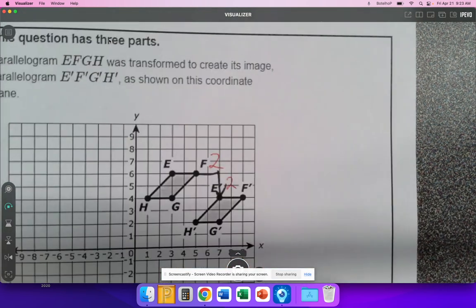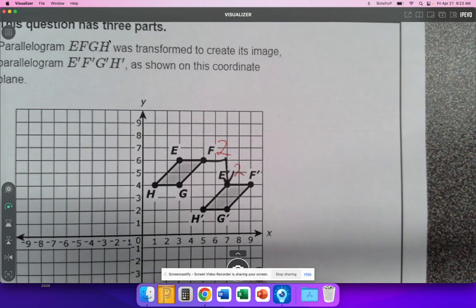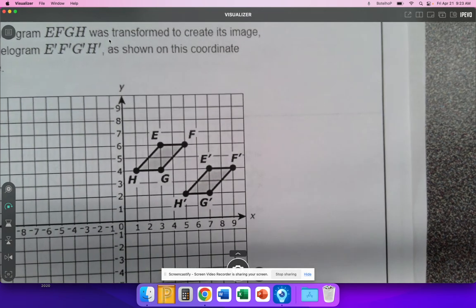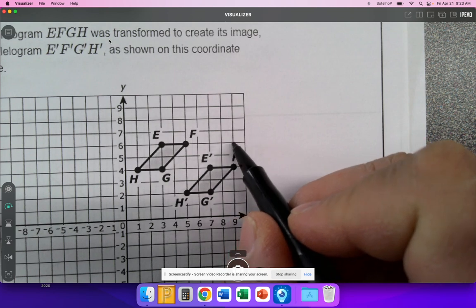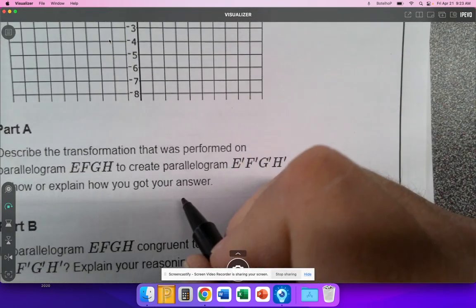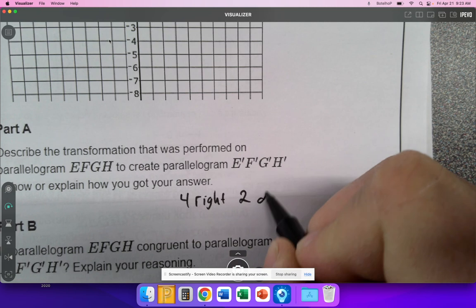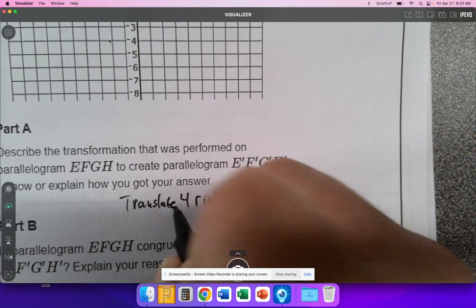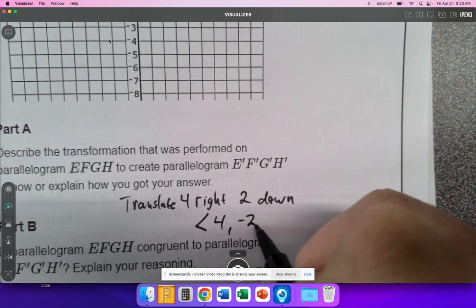What's my math by mistake there? Yeah, it's not 2 right, 2 down, because notice how I went from F to E. It's more than that. If I do it correctly this time, I'm going to go 1, 2, 3, 4 right, 1, 2 down. So the correct answer here is still translate. We're still sliding, but it's 4 right, 2 down. And if you like the vector notation, you would go 4, comma, negative 2.